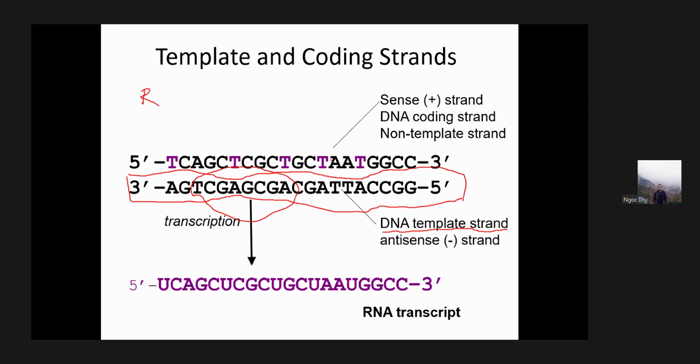The other strand here will have the same sequence as the mRNA, replacing only the T thymine with U uracil. So we call it the DNA coding strand because this strand has the same sequence as the mRNA here. And sometimes we call it the positive strand. Okay, and the other strand here, which is used as the template, we call the negative strand. Okay.